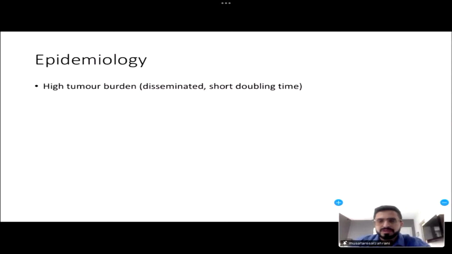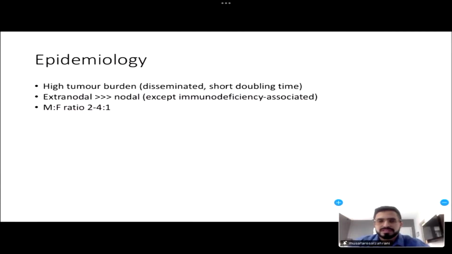In terms of epidemiology, typically Burkitt's lymphoma presents with a high tumor burden at the time of presentation. Usually it's already disseminated and has a very short doubling time because of the high proliferation of the disease, and typically presents in extranodal areas, far more common than nodal disease, except in immune deficiency associated Burkitt's lymphoma, where they present with nodal disease more than extranodal. It has a male predominance typically, and in terms of age, it has a bimodal distribution, being common in pediatrics at around the age of 10, and also another peak in the 60s.